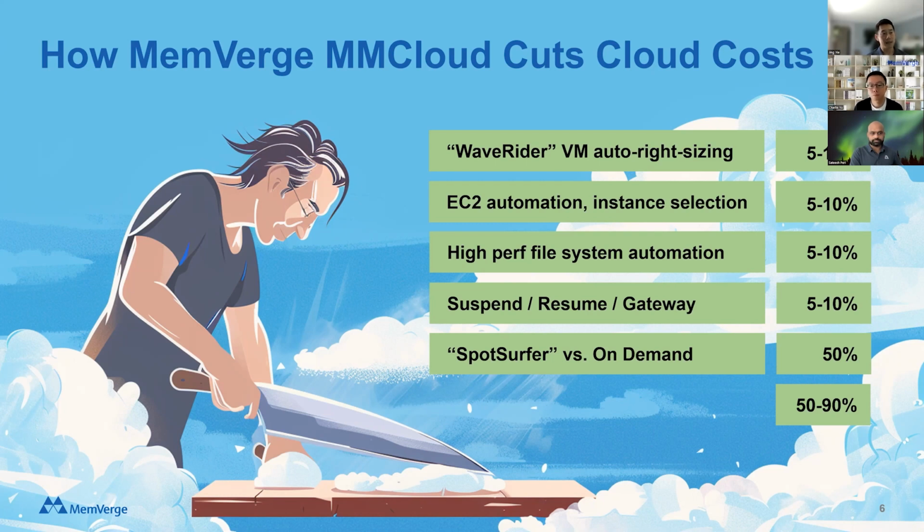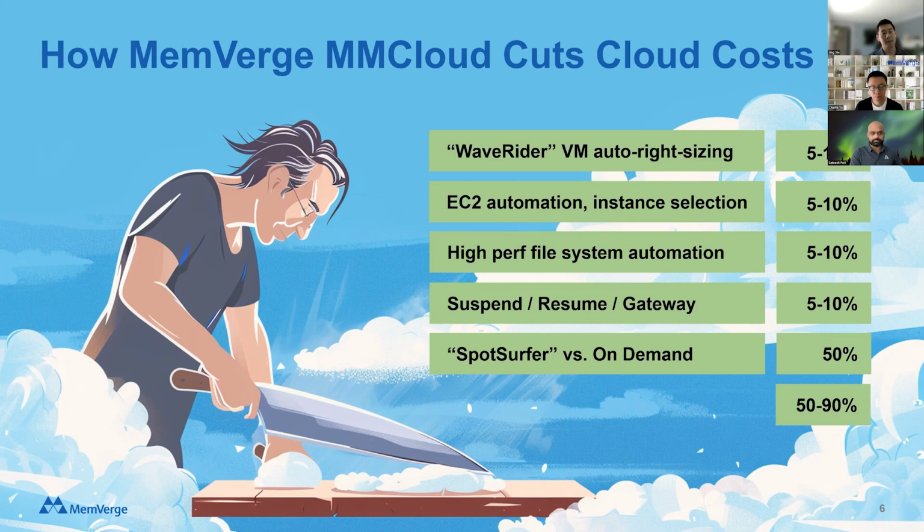So starting with the first one, what we call WaveRider, it's the ability to move a workload from a machine that might be either too small or too large in the right direction so that your application is running on the right size of machine.